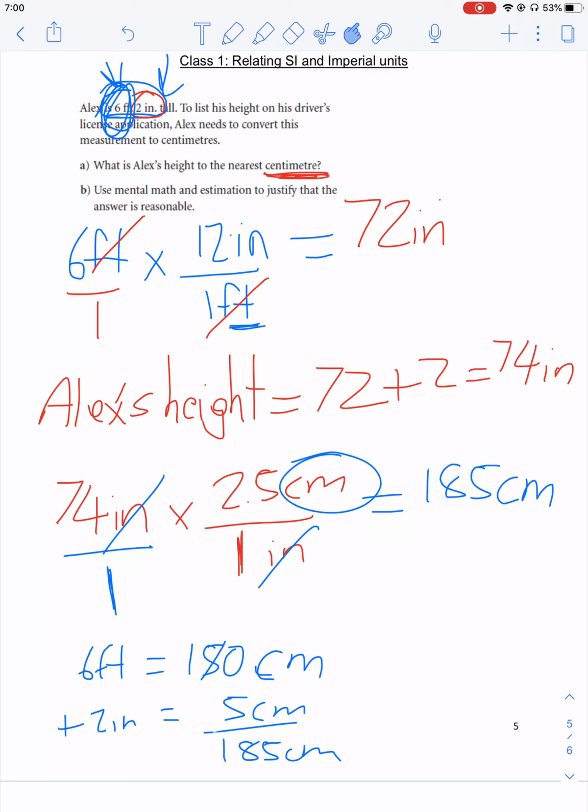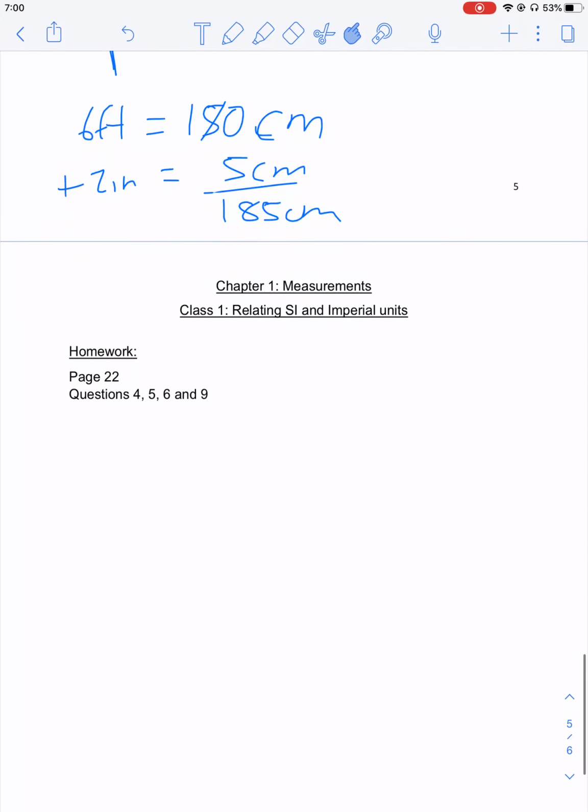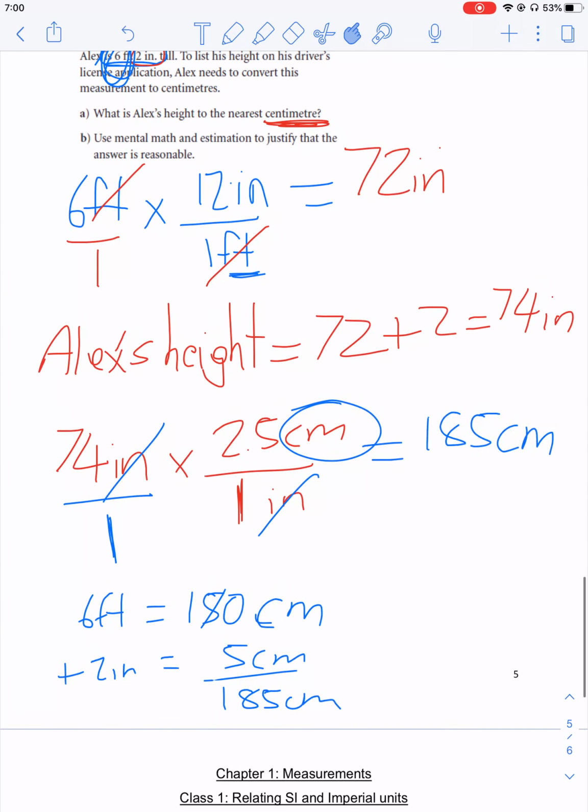Okay. So this is it, and this is your homework, guys. So please do these questions in your textbook. And if you're getting the right answers, then that obviously means that you understood what we did today.